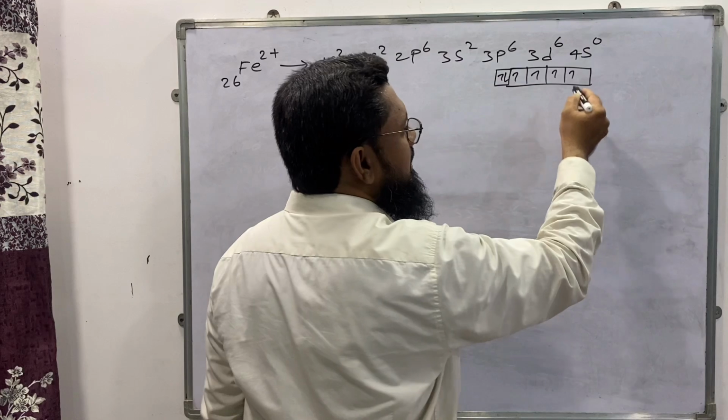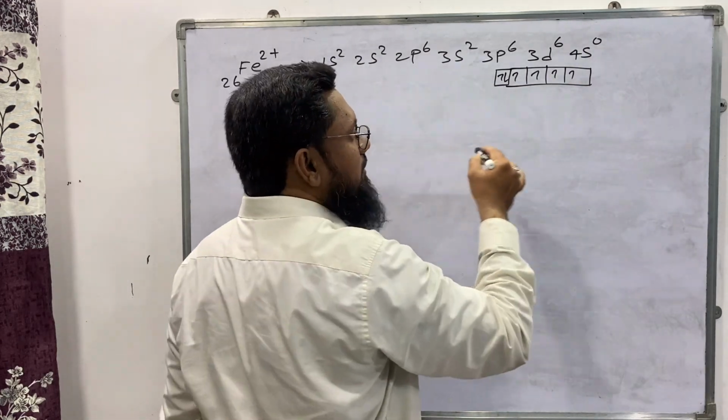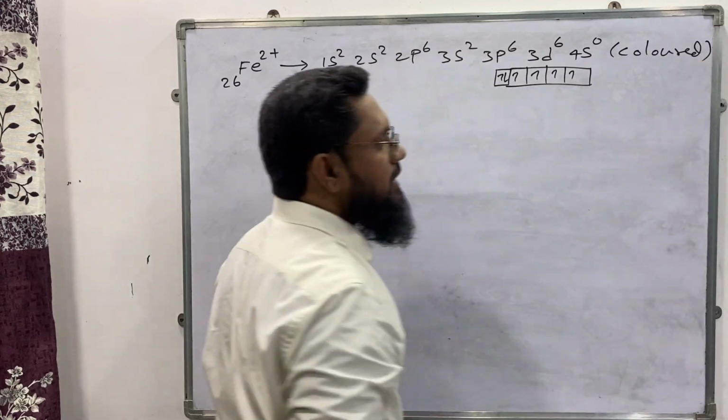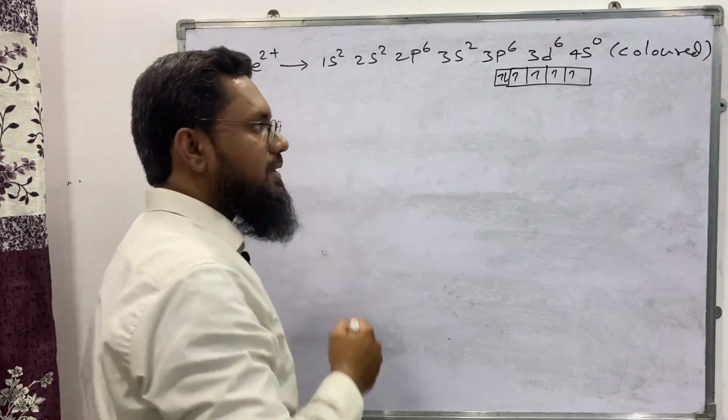Now you can see here we have unpaired electrons. So whenever we have unpaired electrons, then it is colored. Whenever we have an unpaired electron, that is colored.